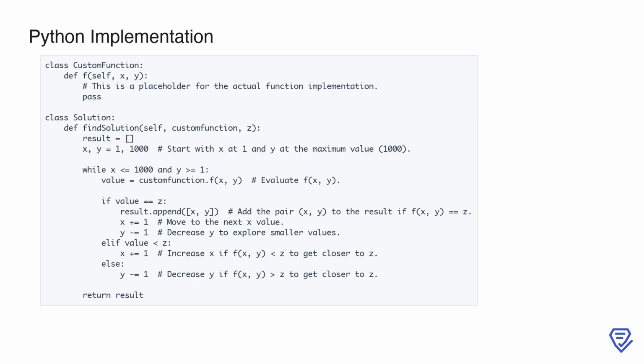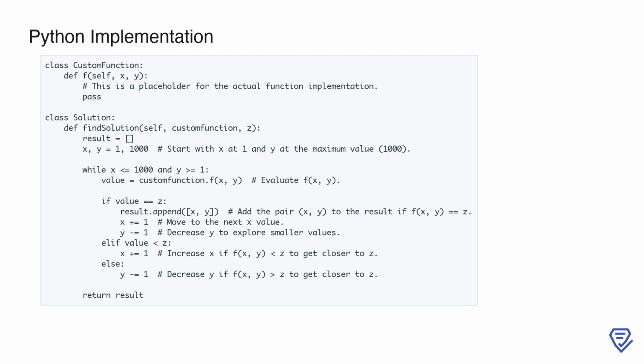The main idea is to iteratively adjust the values of x and y based on the result of f(x, y). If f(x, y) equals z, the pair (x, y) is added to the result list, and the algorithm moves to the next possible pair by incrementing x and decrementing y. If f(x, y) is less than z, x is incremented to increase the value of f(x, y). Conversely, if f(x, y) is greater than z, y is decremented to decrease the value of f(x, y). This ensures that we systematically explore all valid pairs without redundant computations.